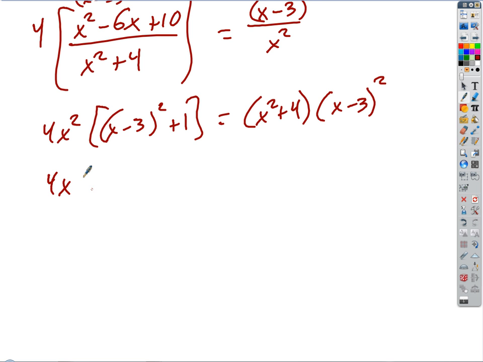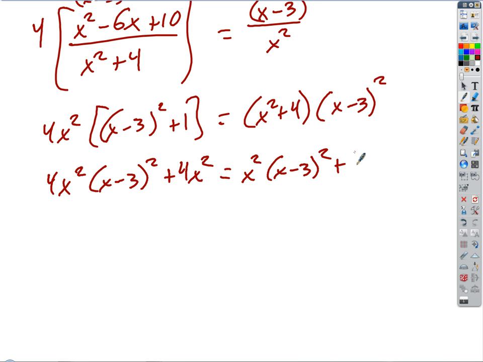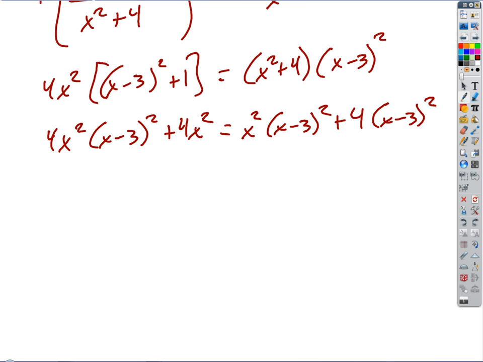Wanna see if we can do this? Me too. Right, just distribute the 4x squared. Okay. Next, subtract everything over to this side.